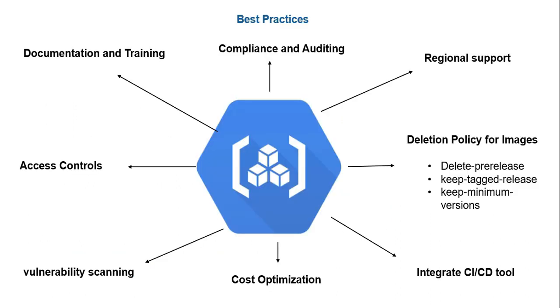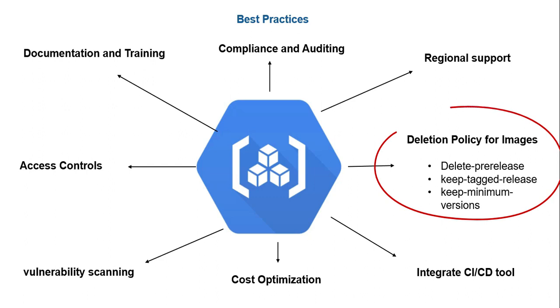The best practice, if you are going to set up a production grade Google Artifact Registry, these best practices will help to set up a production grade application. We'll see the practices one by one. First I am going to start with the deletion policy for the image. Basically this is a rule. It can control the lifetime of artifact and image. We can see the rules one by one.